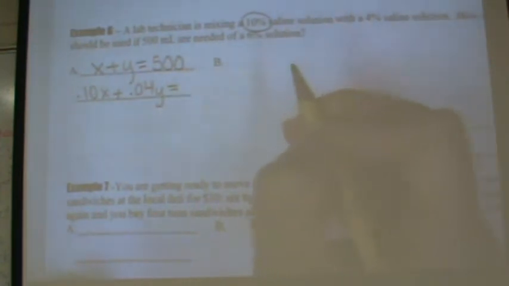Now this is the tricky part right here. I want my new solution to be worth 6%. We have to take 6% of 500. So you're gonna do 0.06 times 500, and that's what you have here. This is gonna be 30.